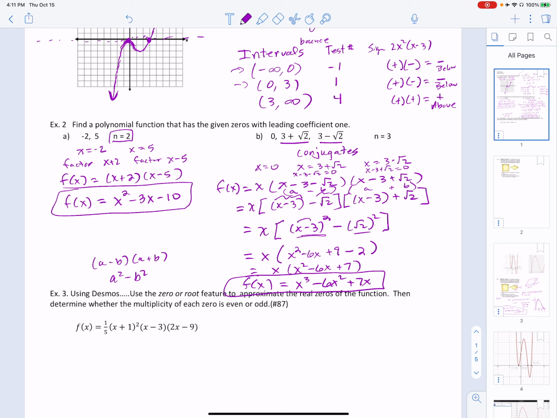I need the f of x equals. Notice how I wrote the equals all the way down. I wrote complete full steps, and that's what you need to do as well. And the leading coefficient of that's 1. So you have to multiply it out all the way to that.